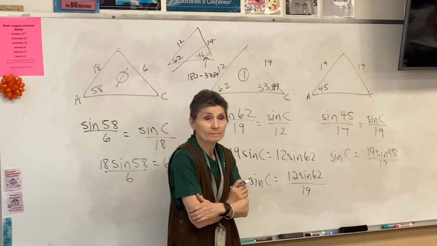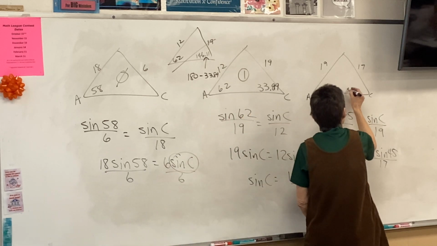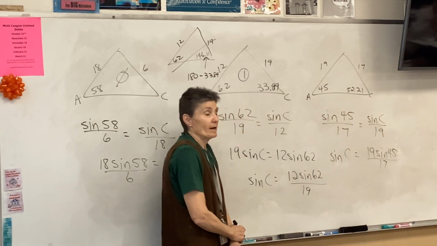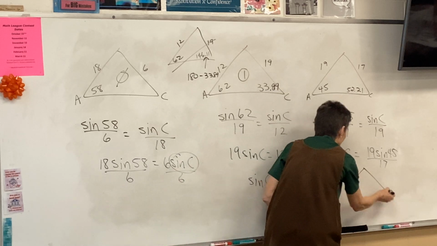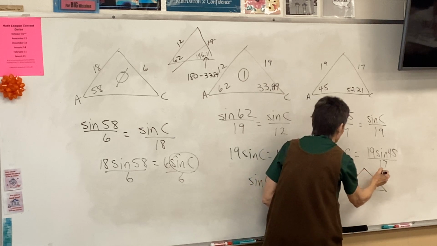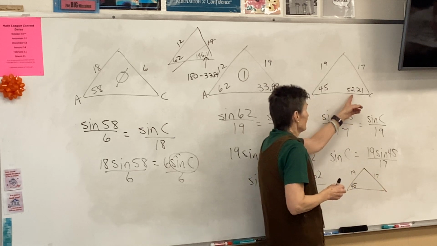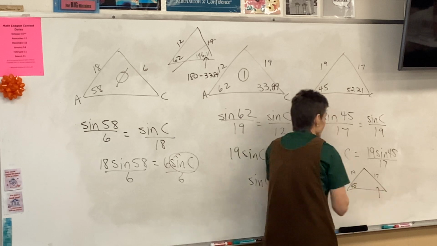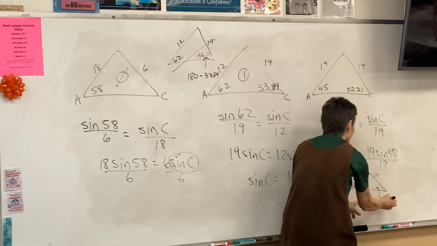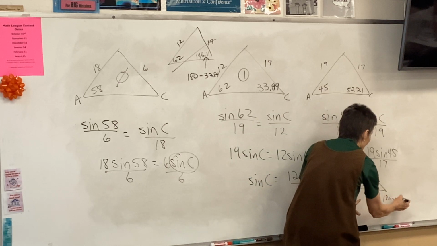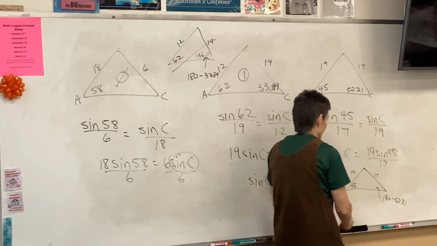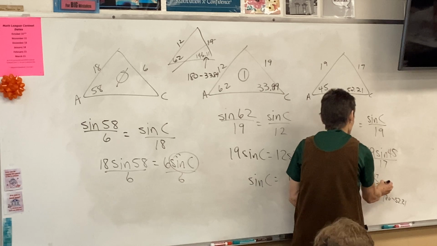52.21. Do I have confirmation from somebody? Yes? All right, so once again, we gotta figure out, can I have another triangle possible, still with the 45, but now with 180 minus 52.21? Yes. 127.79.